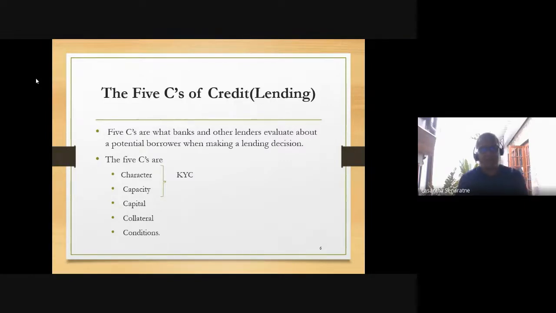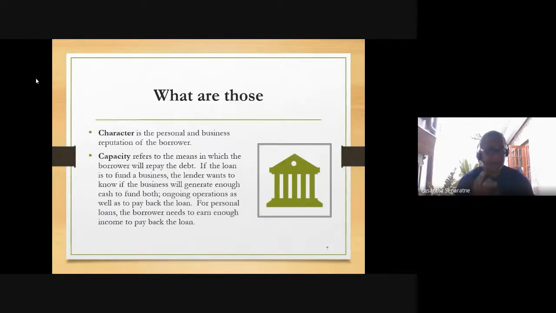The 5 C's are what banks and other lenders value about a potential borrower when making a lending decision: character, capacity, which come from KYC, capital, collateral, and conditions. Don't put collateral first. You need to understand character, capacity, capital requirement and the condition. Before you lend, if you can't understand the real requirement, why this person is making this request and whether it is feasible, I think you should not proceed with that facility.